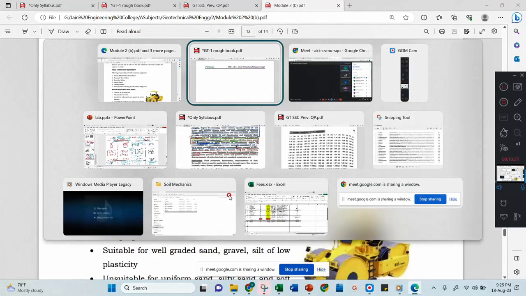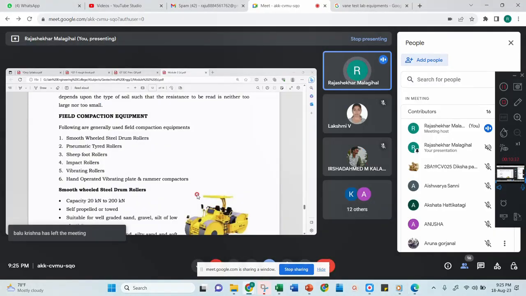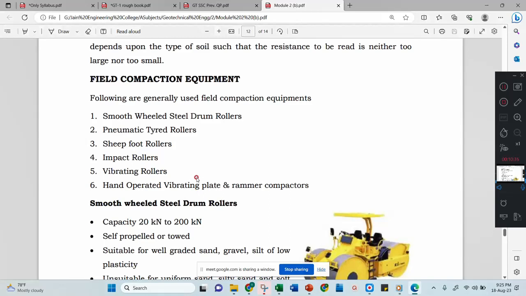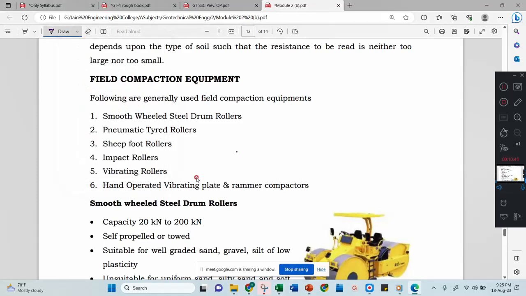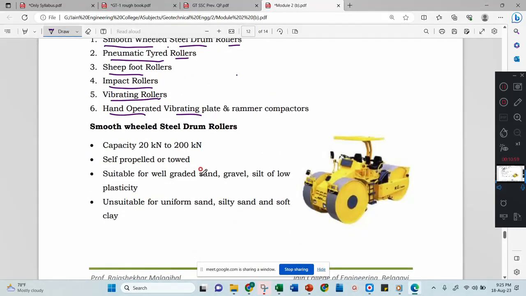In the field, what we have to do and how we will do the compaction, that we will be discussing here. One question definitely they may ask here. That's why we have to discuss very keenly. Following are the generally used compaction equipments in the field. We have smooth wheeled steel drum rollers, pneumatic tired rollers, sheep foot rollers, impact rollers, vibrating rollers, and hand operated vibrating plate or rammer compactors.